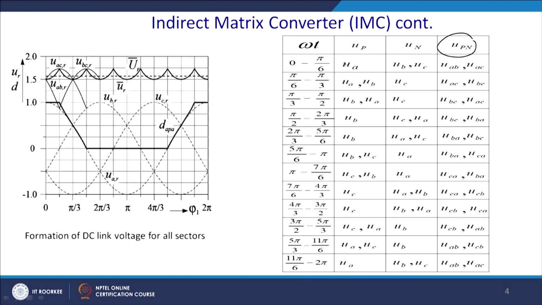So, there will be a changeover every 60 degree. UA will be there for a period of 60 degree. Similarly, UC will be there for a period of 60 degree. Automatically this switching pattern will take place, and thus you get the maximum fictitious DC link voltage in that manner.